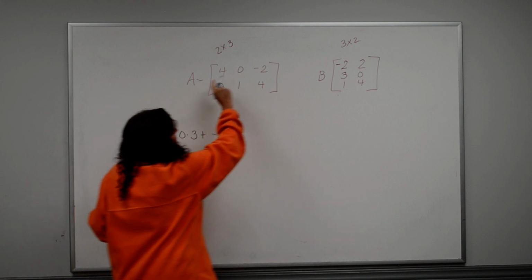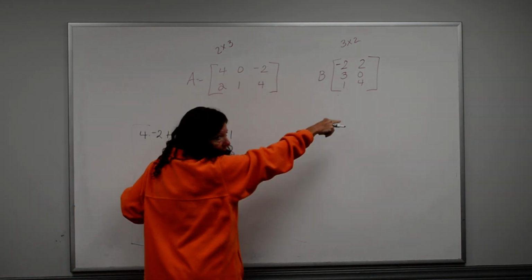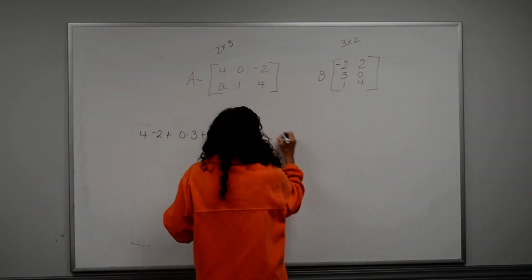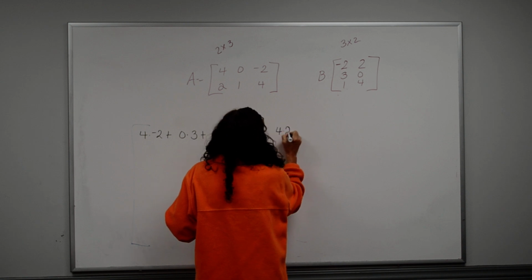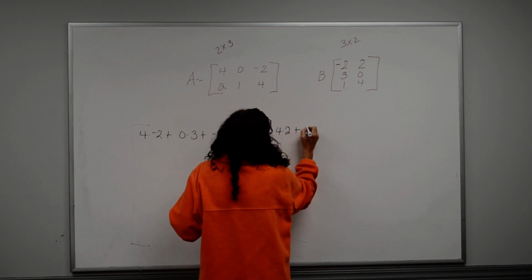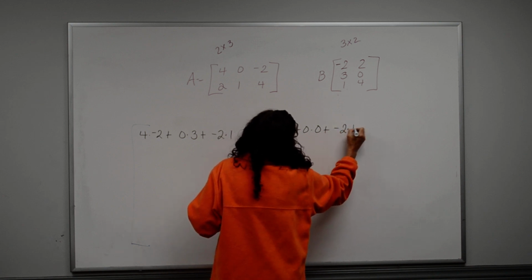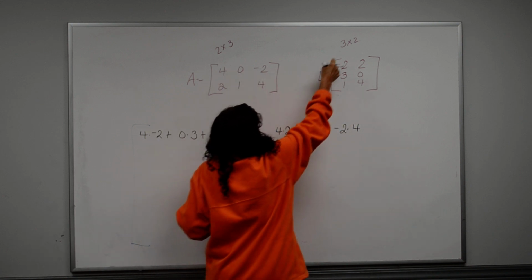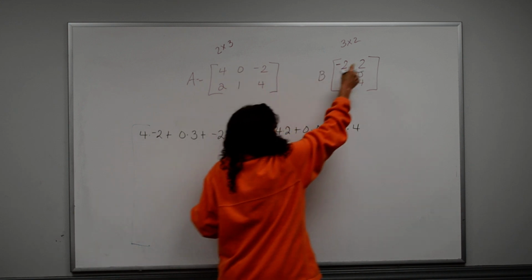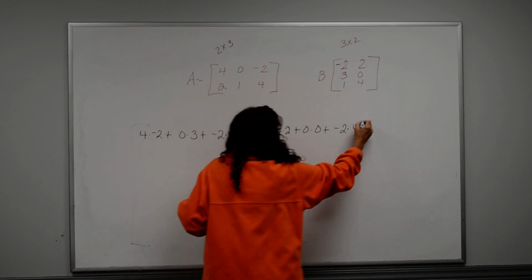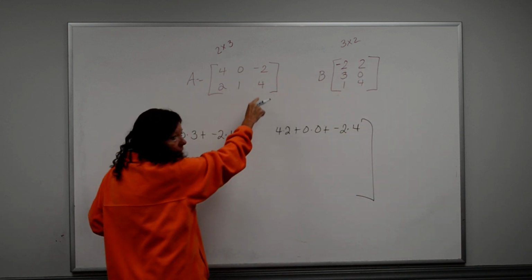Okay, then I'm going to do that row in the next column. So I'm going to go 4 times 2 plus 0 times 0 plus negative 2 times 4. So row, column. Okay? Then I'm going to go to the next row.